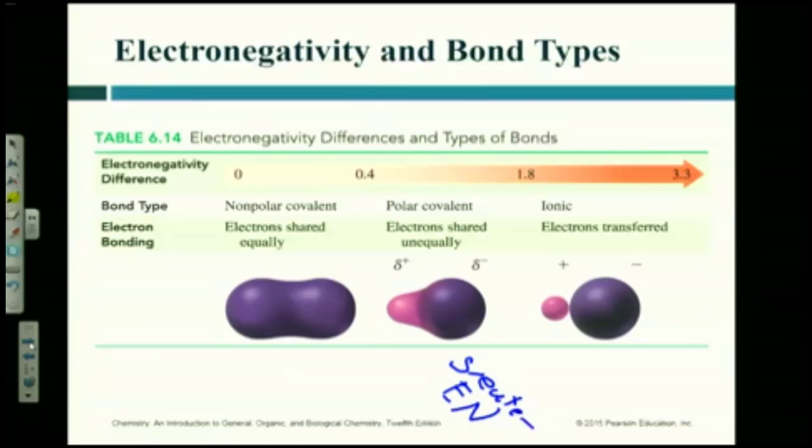So we have this notation here. Del negative and del positive. It's a partial negative, partial positive charge. Okay? Now when they get totally transferred, it becomes negative and positive.